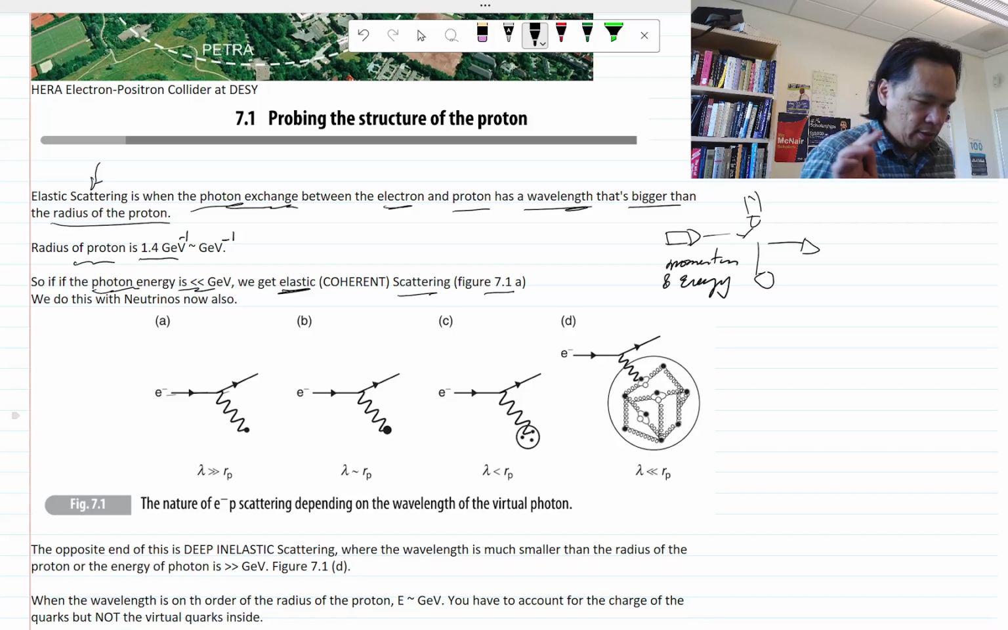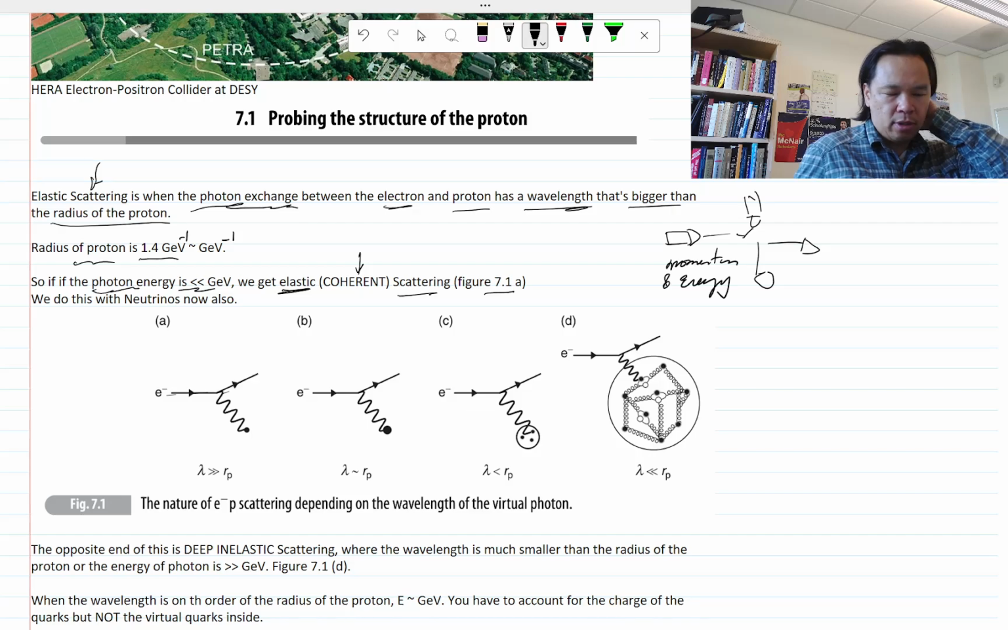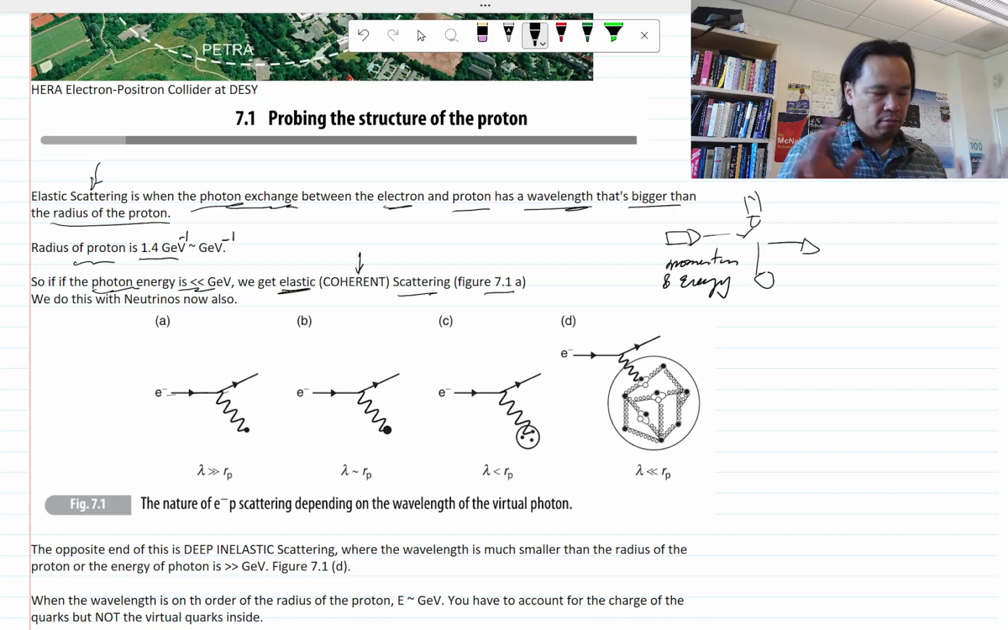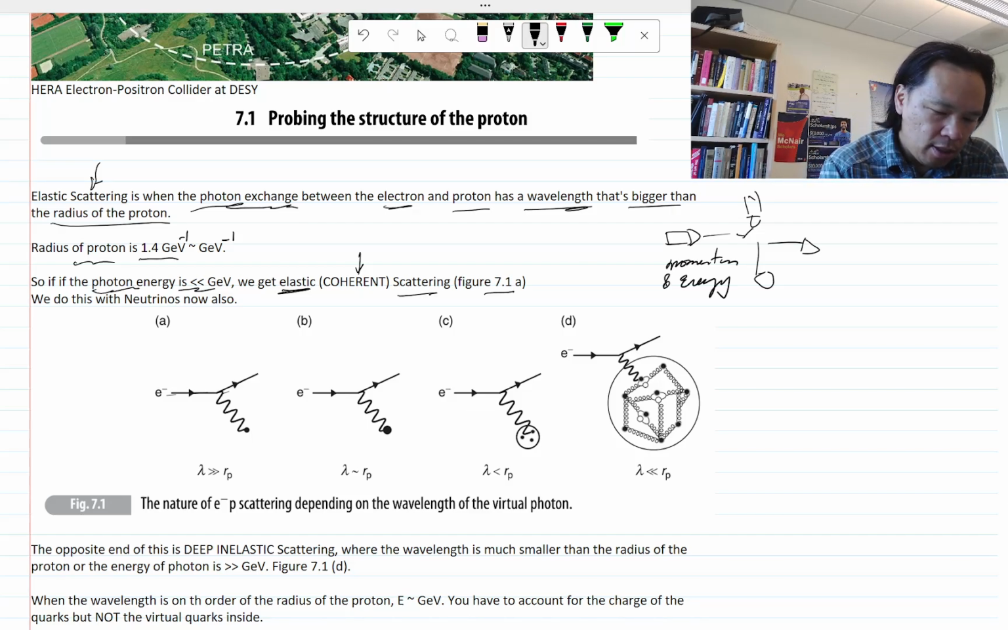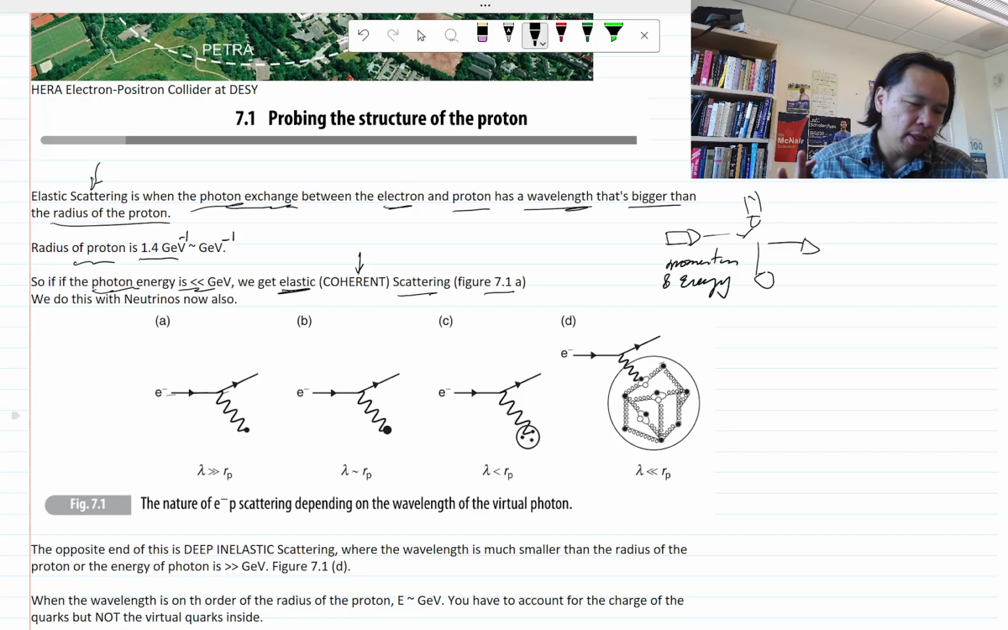So that's known as elastic scattering. It's also known as coherent scattering. So when people swap between these words, don't get mixed up by them. The reason it's called coherent scattering is because all the stuff inside the proton contributes to the interaction with the photon equally. So you're not probing a particular part of it.